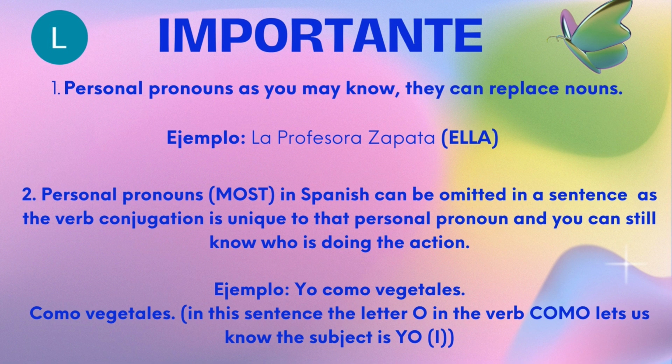But I could also say como vegetales. I omitted the personal pronoun yo because the conjugation is unique to that personal pronoun only. So in this sentence, the letter O in the verb como lets us know that yo is the one doing the action.